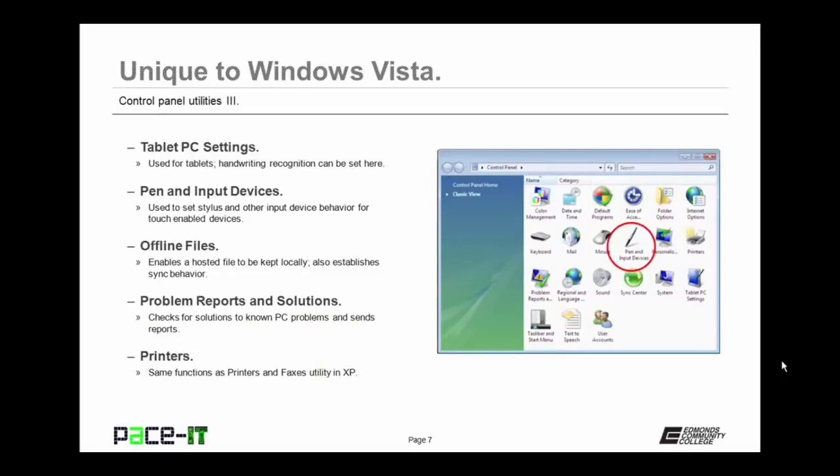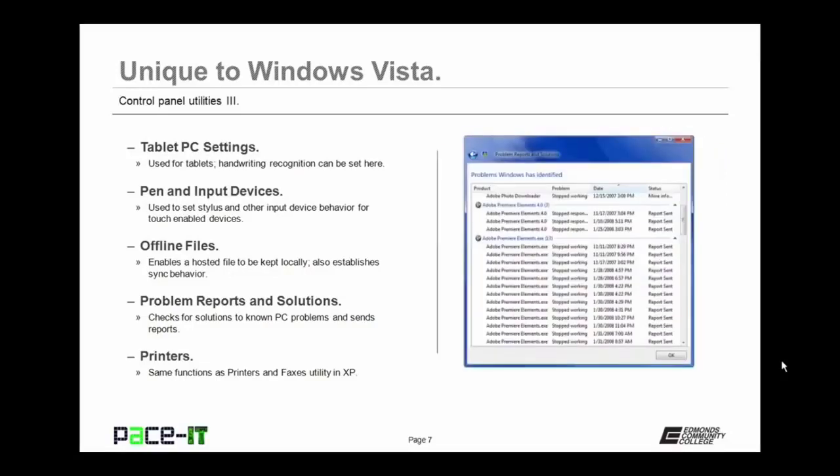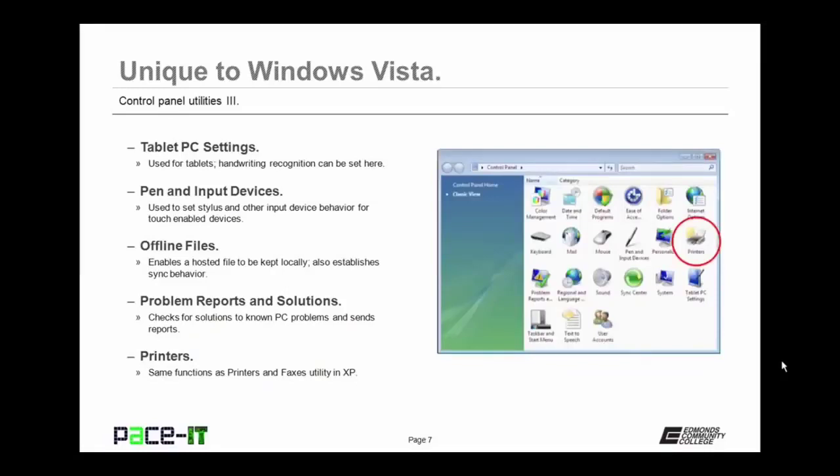The Windows Vista operating system added offline files capability, and the Offline Files utility is used to enable a hosted file to be kept locally. It also establishes the synchronization behavior for when it goes back online. The Problem Reports and Solutions utility checks for solutions to known PC problems and sends reports to Microsoft. Instead of Printers and Faxes, Windows Vista has a Printers utility that has the same functionality as the Printers and Faxes utility in Windows XP.